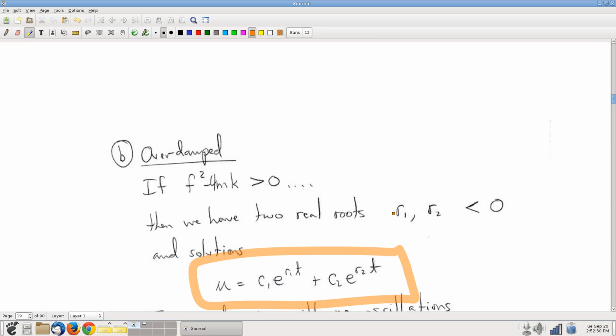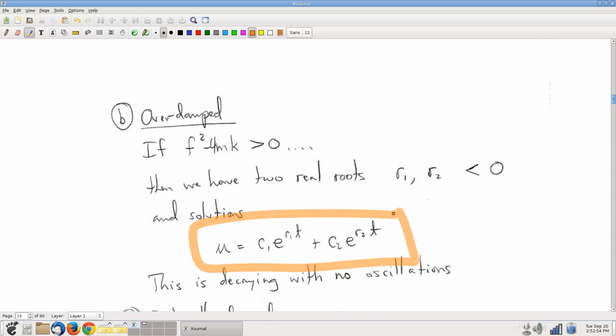General solution then is all linear combinations of those exponentials. And what we get is solutions that are decaying. You can see they're decaying because there are these decaying exponentials. And again, importantly, don't forget that these roots are both negative, so these are indeed decaying exponentials. Decaying exponentials, yes. But there's no oscillation here.